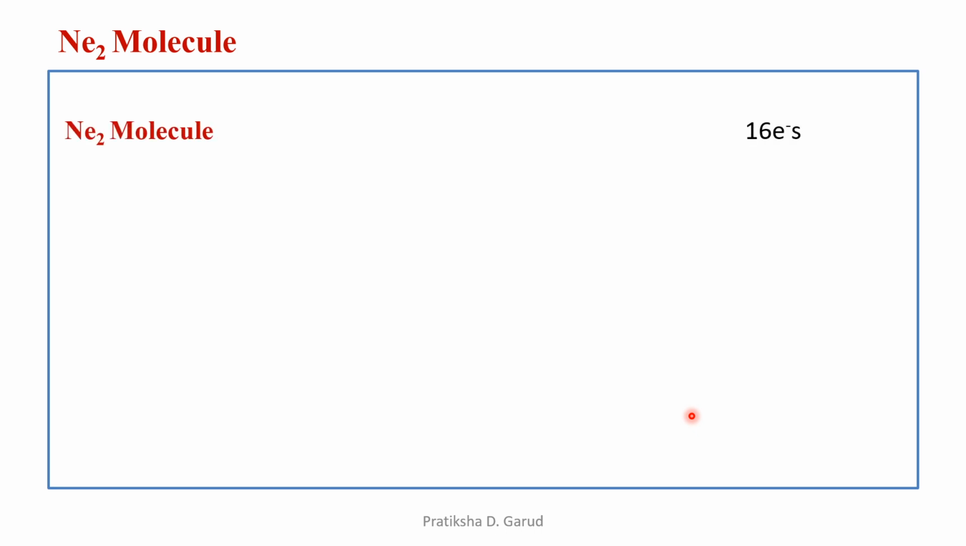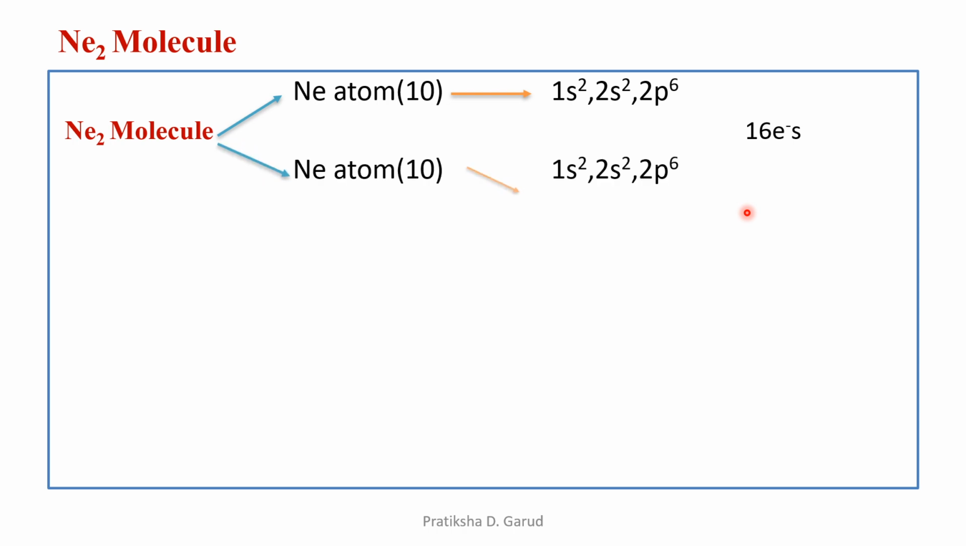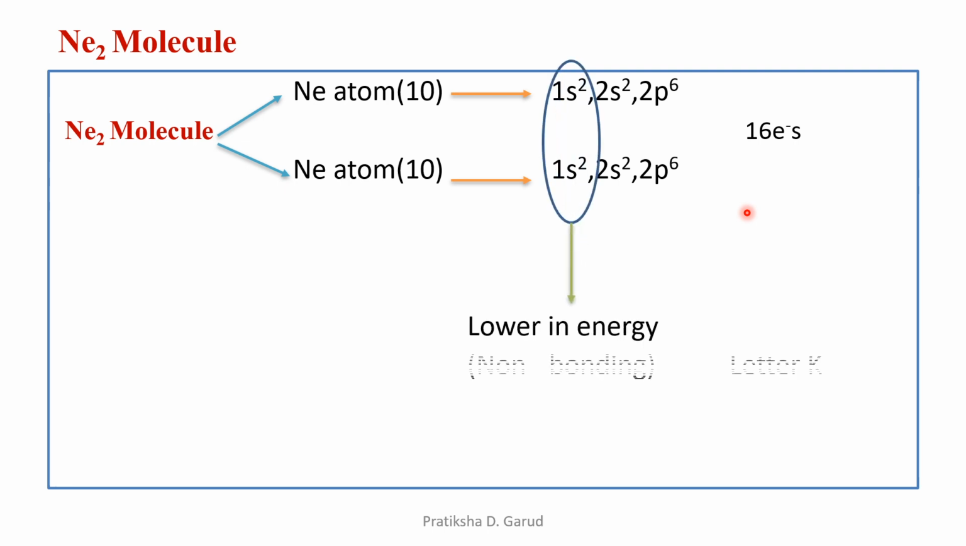Let's see. For the neon molecule, while drawing the MO electronic configuration, we have to use 16 electrons. Now from where are these 16 electrons coming? The structure of the Ne2 molecule shows the presence of two neon atoms. So we have the first neon atom with atomic number 10, meaning the electronic configuration is 1s2, 2s2, 2p6. Then we have the second neon atom with atomic number 10, that means the electronic configuration is 1s2, 2s2, 2p6.